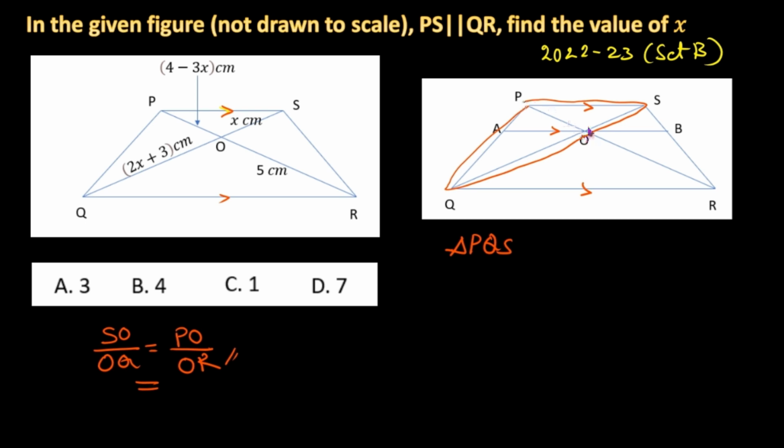If you take this triangle PQS, one thing we can observe is that the line AO is drawn parallel to PS. By the basic proportionality theorem, in this triangle AO is parallel to PS, so it divides the two edges in equal ratios. That means PA by AQ equal to SO by OQ.